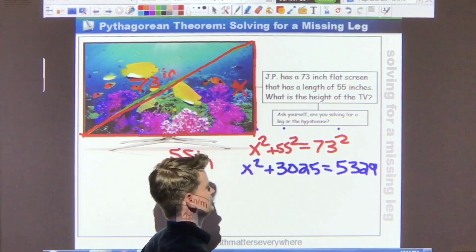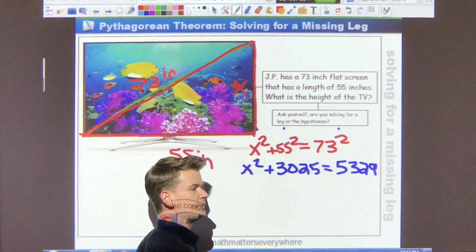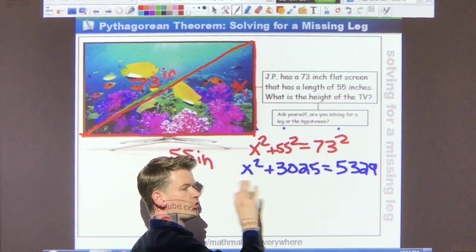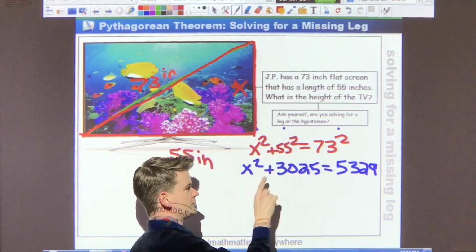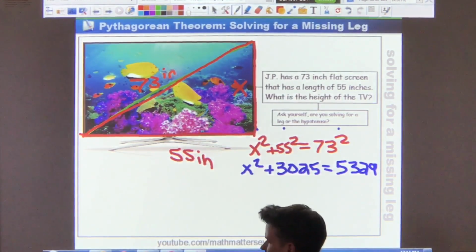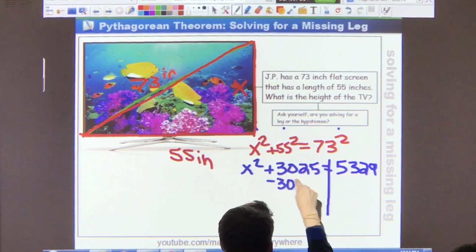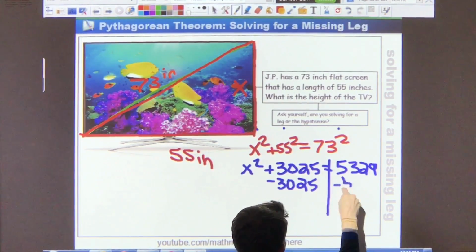5,329. Okay, so once we do this, keep in mind what you're doing. You need to get this term alone before you take the root. So to do that, get rid of the 3,025. How do I do that? I subtract it from both sides of the equation.